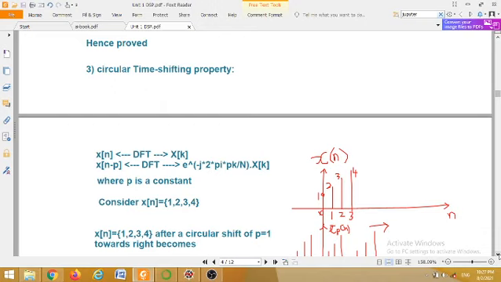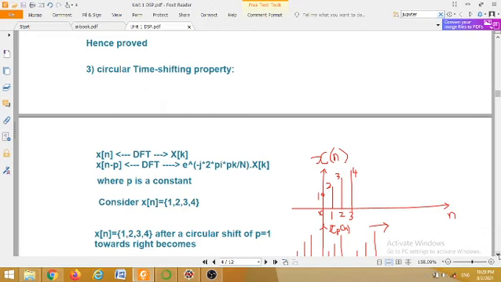So consider we have x of n and its DFT is x of k. Then the DFT of x of n minus p is nothing but e power minus j 2 pi pk by N into x of k, where p is a constant. That is the shift. But here this shift is not a linear shift, it is only a circular shift.